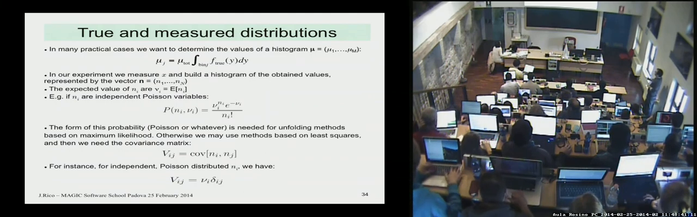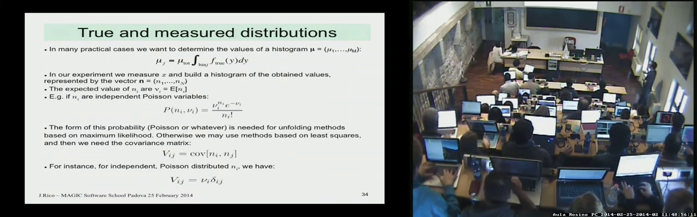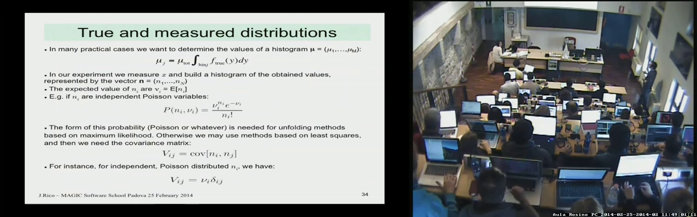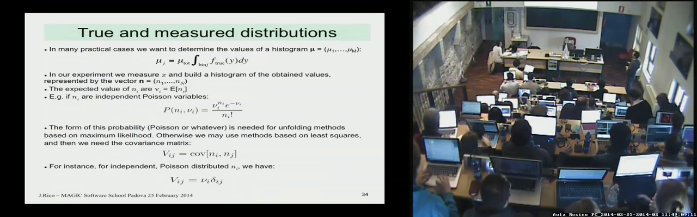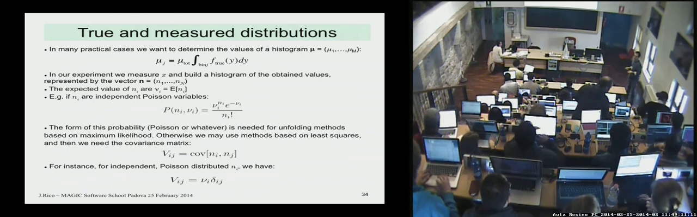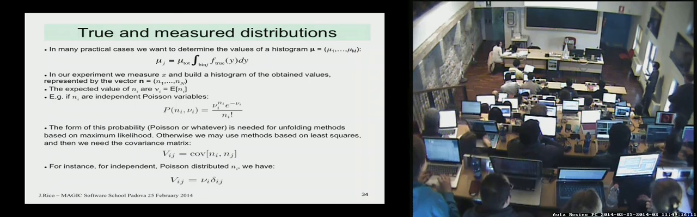Now, the expected values of these n, we call them nu. So nu are the expected values of the measured elements of the histogram. For example, if n are independent Poisson variables, each of them will have a probability which is a Poisson, of getting a value n when the expected value, the mean value, is nu. It doesn't have to be like this, it's just an example.